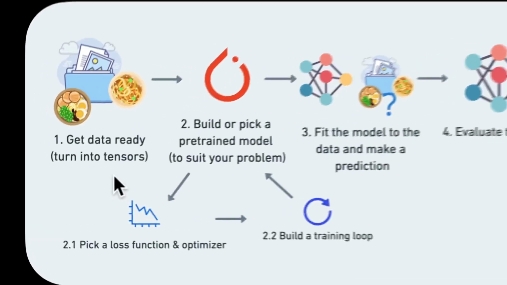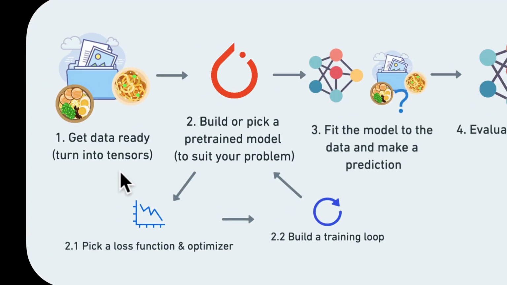We're going to get our data ready, turn it into tensors, because remember, a tensor can represent almost any kind of data. We're going to build or pick a pre-trained model. We'll pick a loss function and optimizer. Don't worry if you don't know what they are. We're going to cover this. We're going to build a training loop, fit the model to make a prediction. So fit the model to the data that we have.